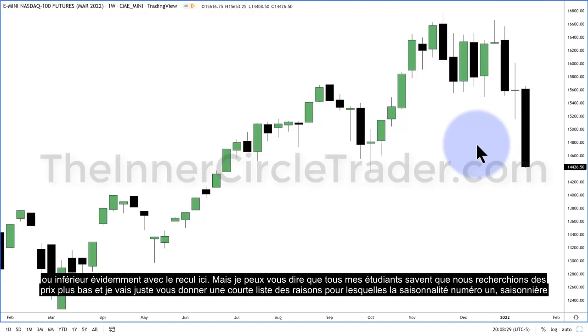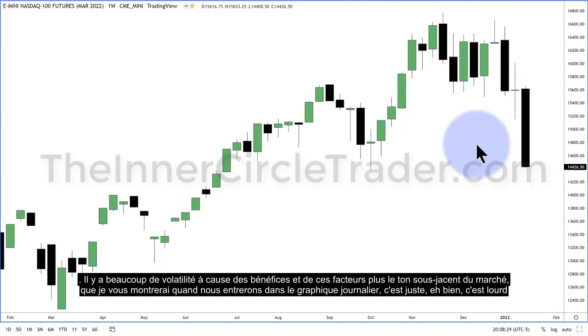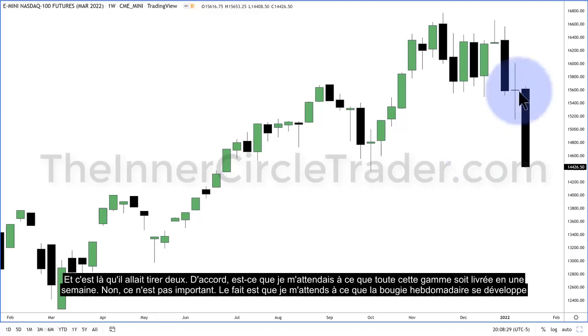Number one, seasonality. Okay, seasonal tendencies, it tends to go down around this time anyway. We also have discussions about how the Fed's going to raise interest rates. Stock market does not like that. We're also in earnings season. There's a lot of volatility because of earnings, and those factors plus the underlying tone of the marketplace, which I'll show you when we get into the daily chart, it just, well, it's heavy, and this is where it was going to draw to, okay?